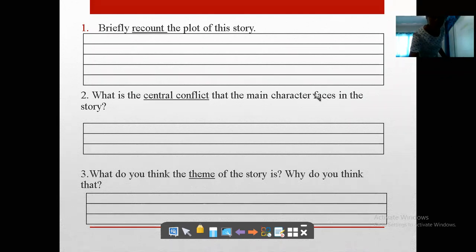All right, let's see. Is it person versus society? Is it person versus person? Is it person versus self? What category would we classify this conflict?